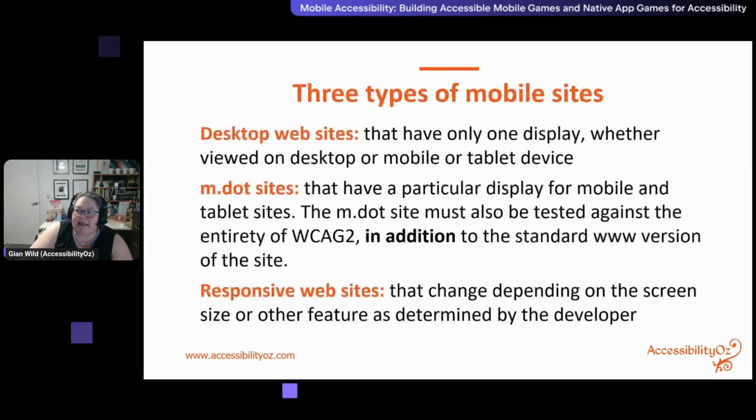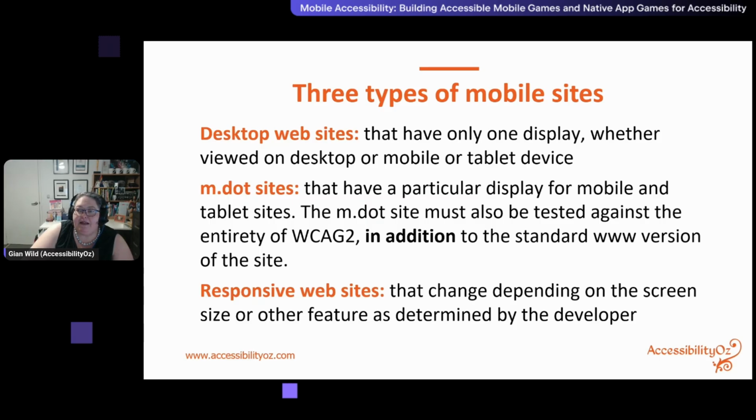So basically, desktop sites are ones that have only one display, whether viewed on desktop or mobile or tablet. M.dot, they have a particular display for mobile and tablet sites, and it's actually a completely separate site. So you have a www site that is on your desktop, and then an m.dot site, which is completely different code that you see on your mobile. And then responsive websites that change depending on the screen size or other feature determined by the developer. And that's, of course, the most common.